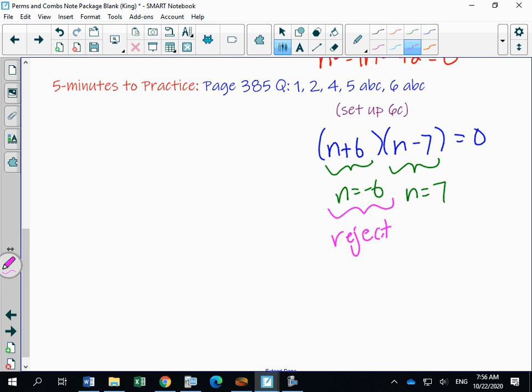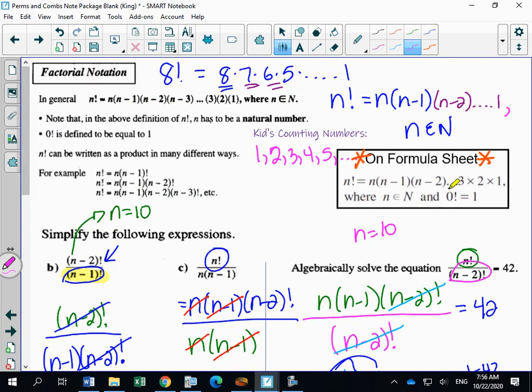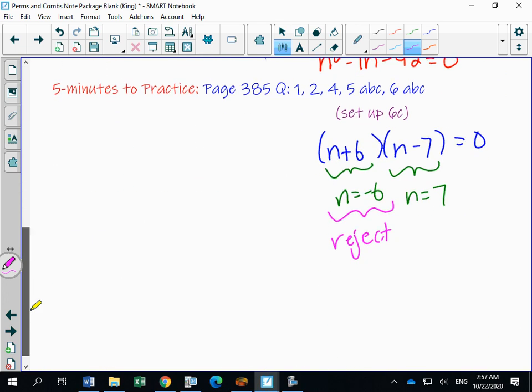Remember that I said when we do factorials, we get down to the number 1. So we get down to the kids counting numbers. So if you go up here, n always has to belong to the set of natural numbers, the kids counting numbers. So whenever you get two answers, because you will be doing a lot of quadratics, the negative answer is always rejected. And the reason is n must belong to the elements of natural numbers. So my value for n would be 7.